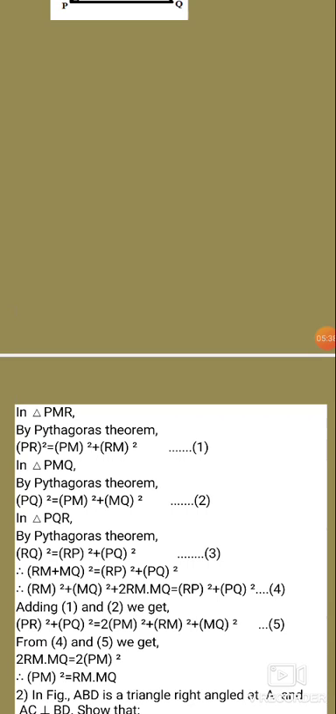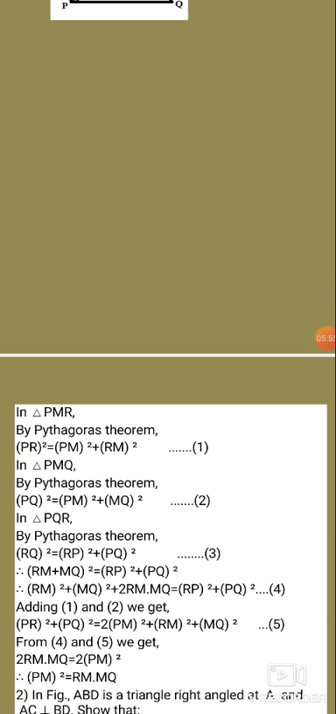So listen carefully. We need to prove what? 2 into RM into MQ is equal to 2 into PM the whole square. So PM the whole square is equal to RM into MQ. That we need to prove.